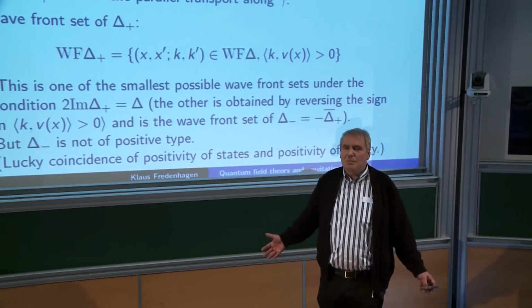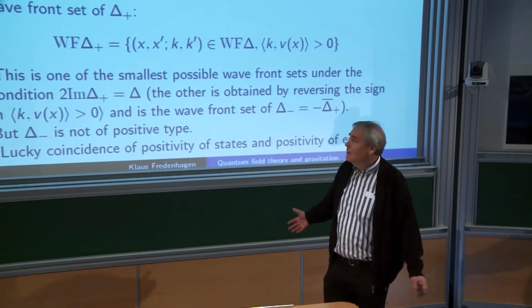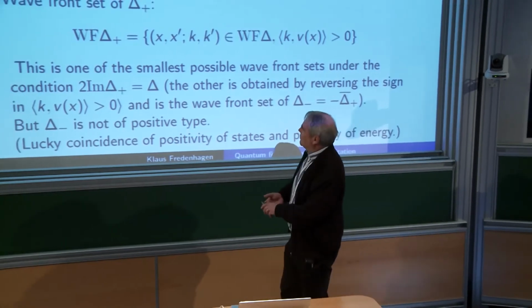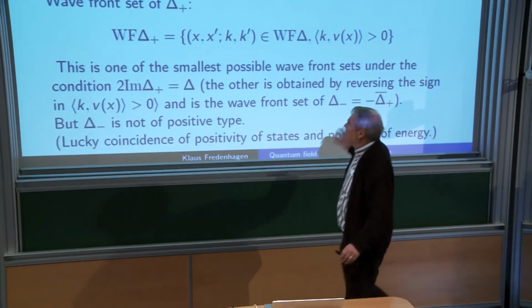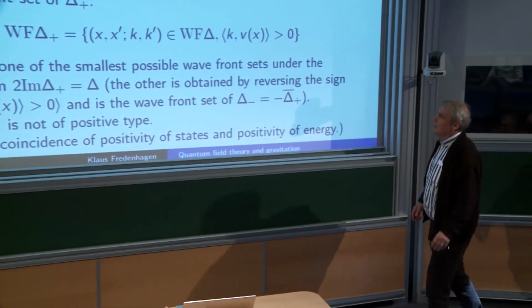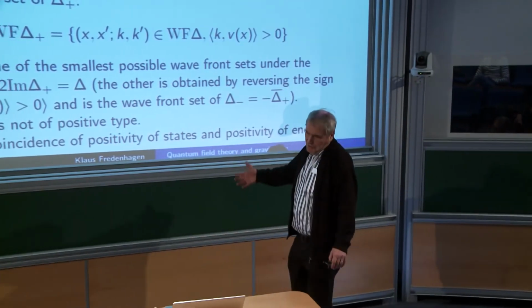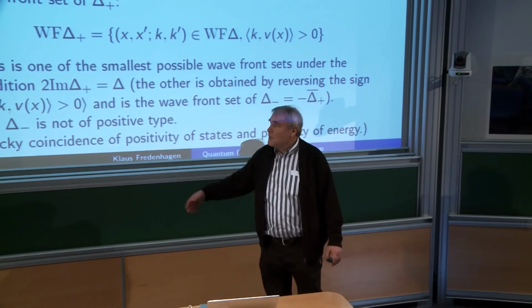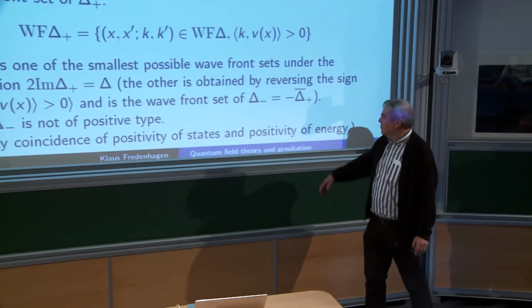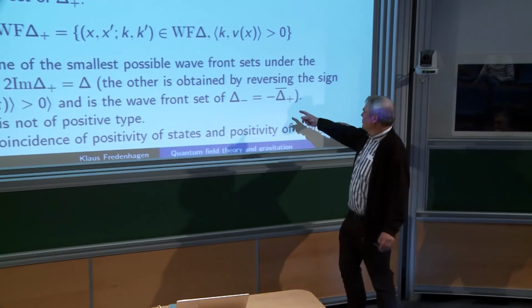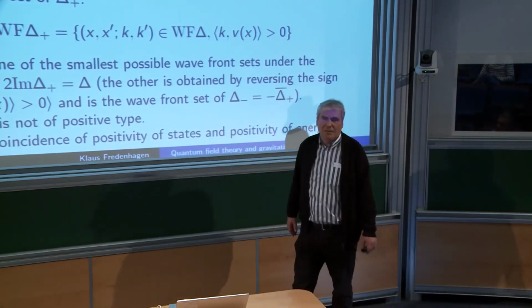So it cannot be smaller, because when you have this condition that 2 times the imaginary part of delta plus is just the commutator function, then this is the smallest possible wavefront set. Of course, you could also think of the negative sign in this relation. This would give the delta minus function, but delta minus, because of this minus sign, is not of positive type.